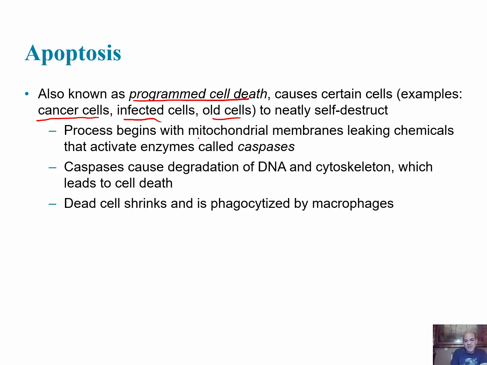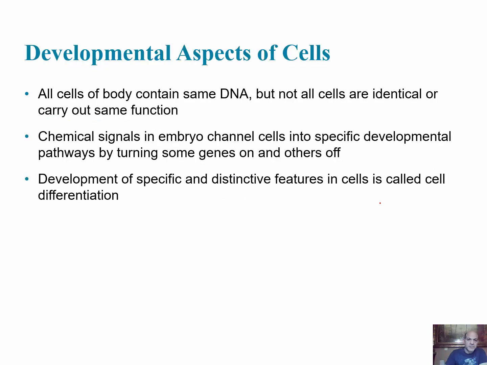Now, the process does begin with the mitochondrial membranes. The membranes in the mitochondria are going to leak chemicals, and these are going to activate enzymes called caspases, and these caspases cause the degradation of DNA and the cytoskeleton. That is going to lead to the cell death. The dead cell then shrinks and is going to be phagocytized by macrophages. So our macrophages will come in and eat them up and digest these cells.